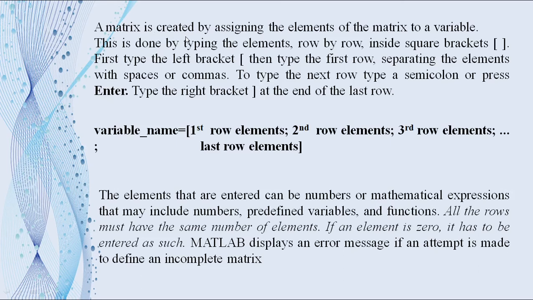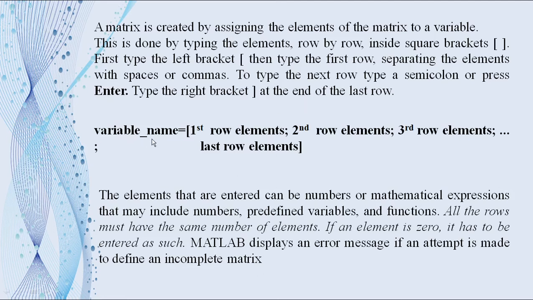A matrix is created by assigning the elements of the matrix to a variable. This is done by typing the elements row by row inside a square bracket. First type the left bracket, then type the first row, separating the elements with a space or a comma. To type the next row, you should use a semicolon or press enter. Type the right bracket at the end of the last row.